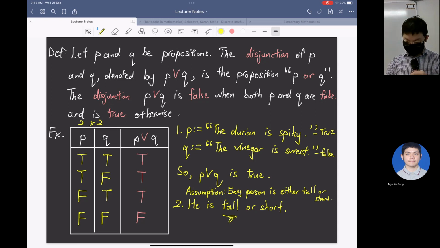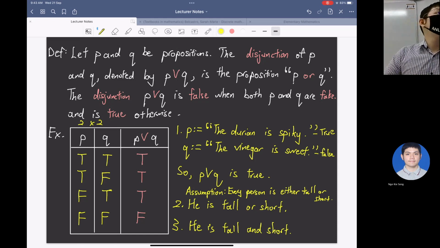Okay, how about this one? Bonus question. He is tall and short. True or false? Why? They cannot be tall and short at the same time. Okay, so if he is tall, then he is not short, so this is false. And if he is short, then he is not tall, so tall is false. So you need to argue every possibility. Any question? No question. Okay, several more minutes, then we keep going.